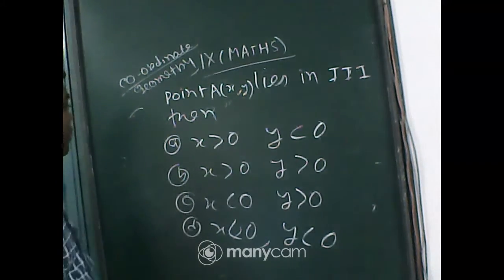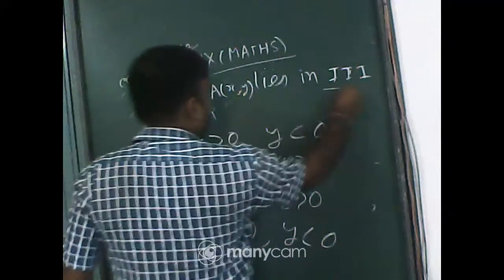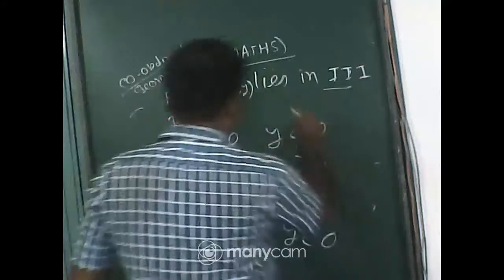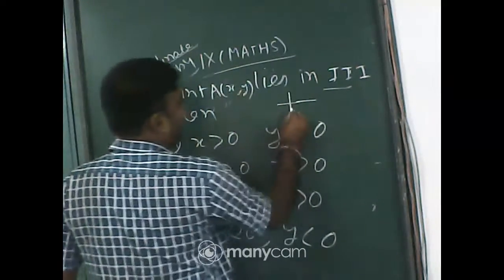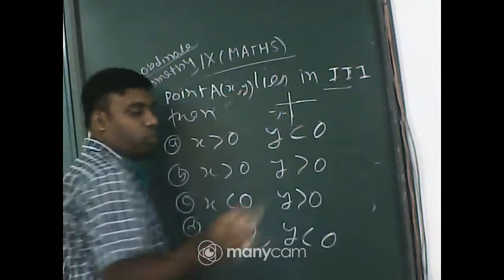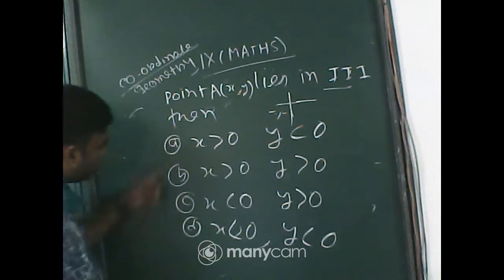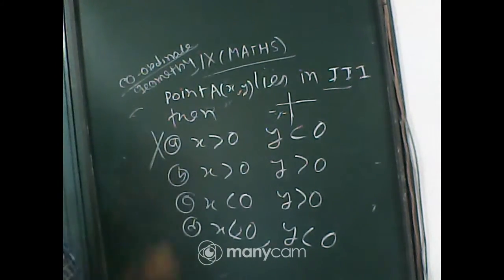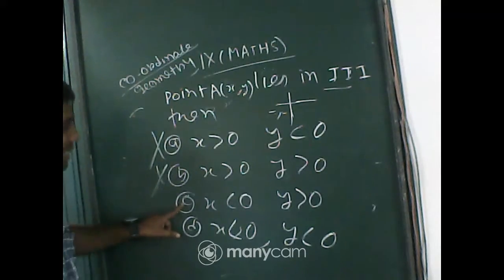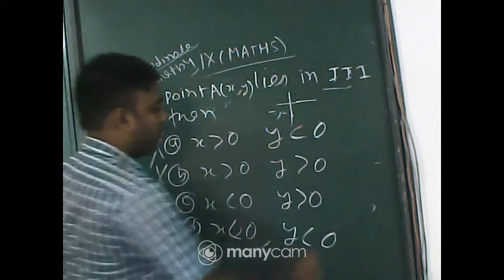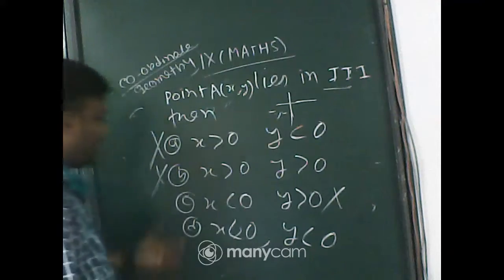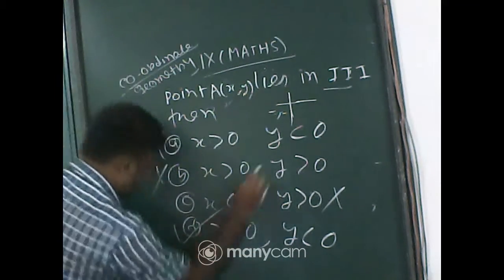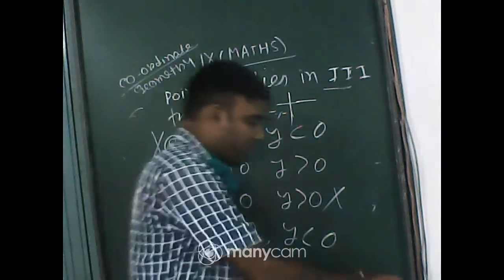Okay, very good. As it is the third quadrant, we know that in the third quadrant all are negative. X and y both are negative. In one option x is positive, so it is not the right answer. In another x is negative, but y is positive, so it is also not the right answer. So the last option, x less than 0, is the correct answer. Okay, got it? I hope.